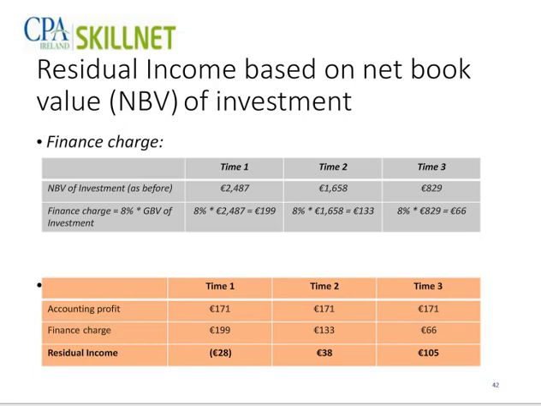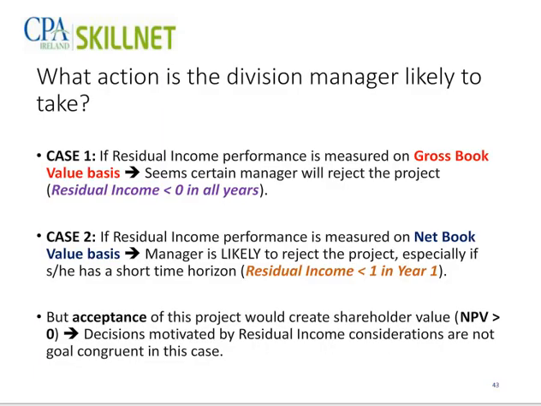The table in pink shows the residual income effect for each of the 3 years. The residual income increases over time in this case because the accounting profit is the same, €171 per annum, but the finance charge gets smaller because we have applied the cost of capital to the net book value of the investment. So the residual income is negative €28 in the first year, but rising to positive €38 in year 2 and a positive €105 in year 3.